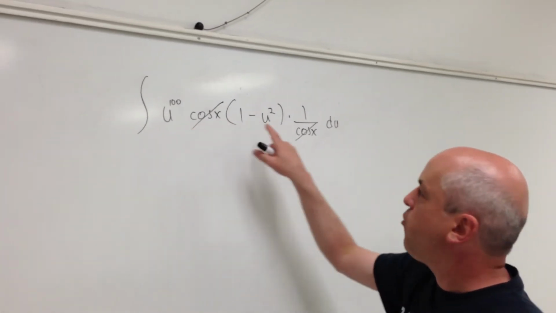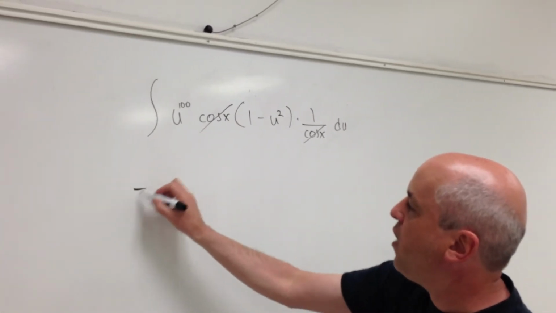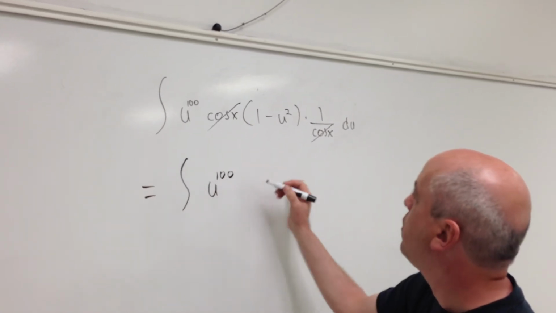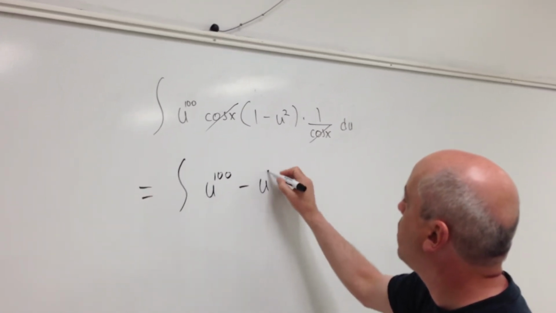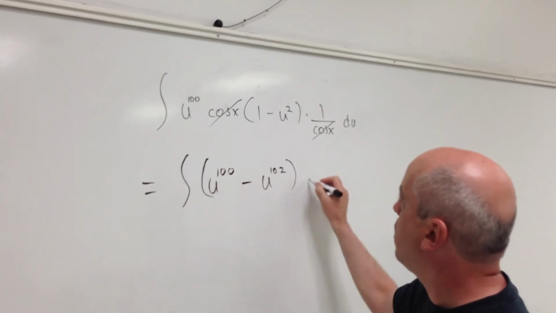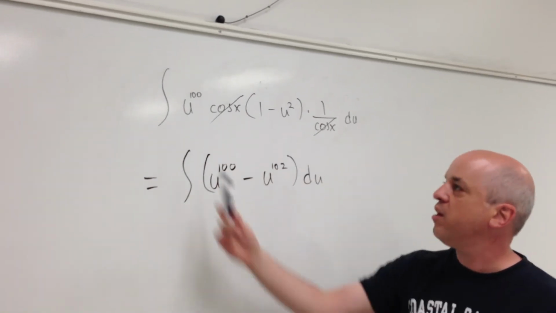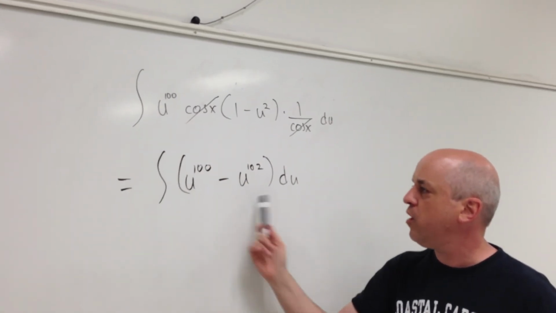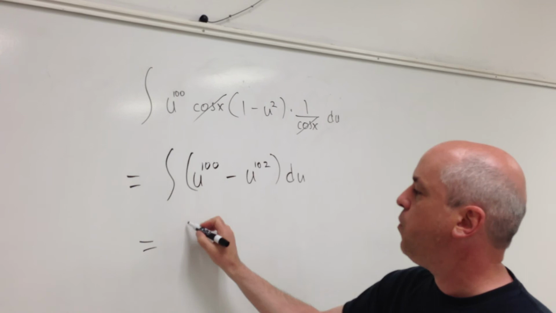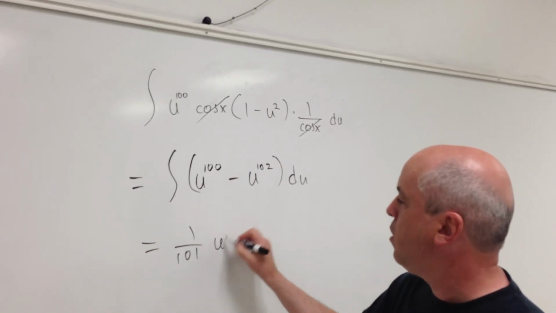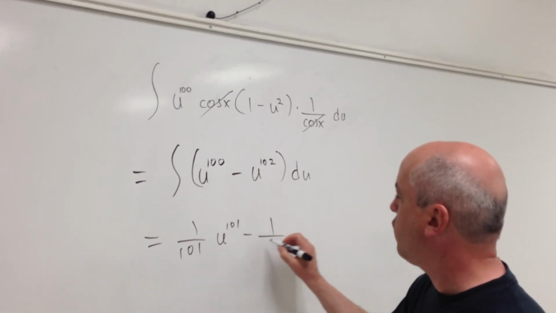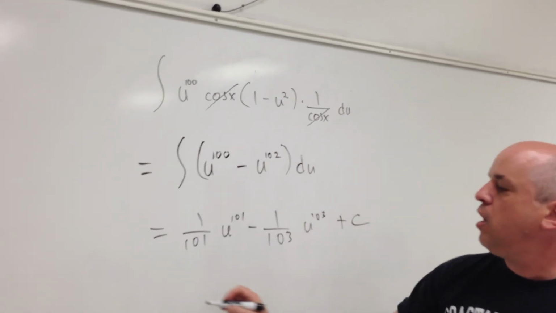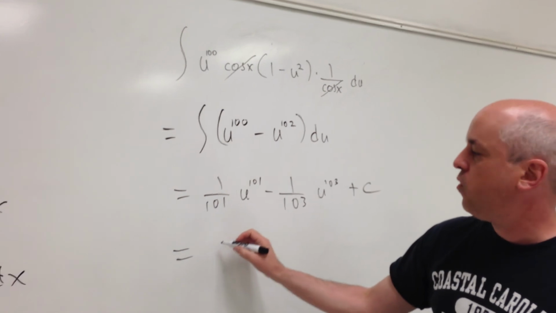Now I have u to the 100th times 1 minus u squared. Let's expand that out into standard polynomial form so we can use the power rule one term at a time. And I hope it's clear that it really did not matter what the exponent for the u was at this point. We're still going to be able to integrate this. In this case, it's going to be 1 over 101 u to the 101, minus 1 over 103 u to the 103, plus C. And we finish the problem by replacing u with sine x.